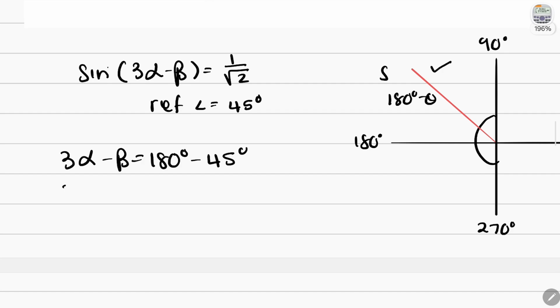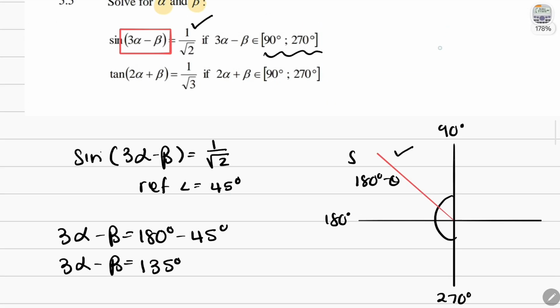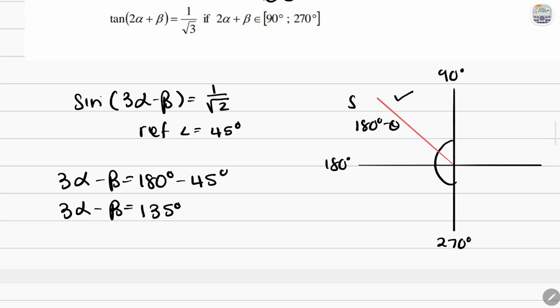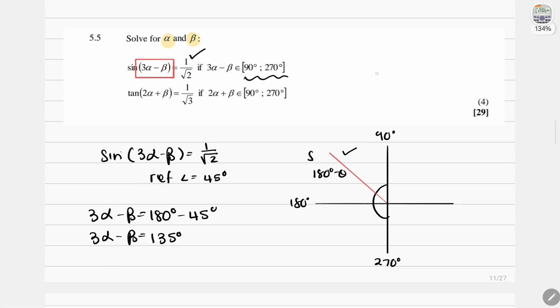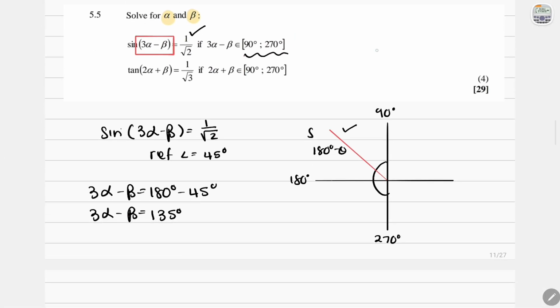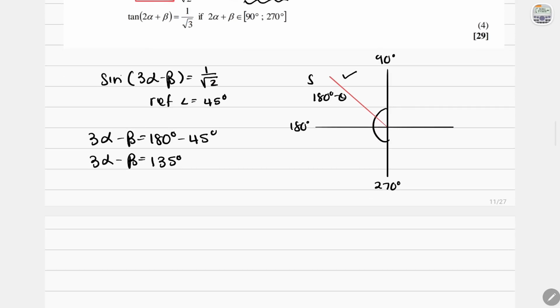Okay, so it means that 3 alpha minus beta equals 135 degrees. So this is our first equation: 3 alpha minus beta equals 135 degrees. And then let's find an equation as well for this one. So this is tan of 2 alpha plus beta. We're doing the same thing over here: tan of 2 alpha plus beta, and this is equal to 1 over root 3.